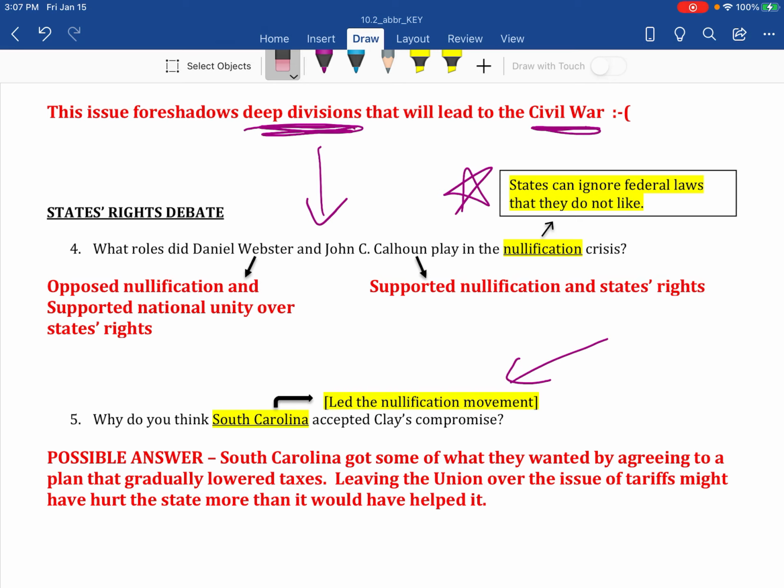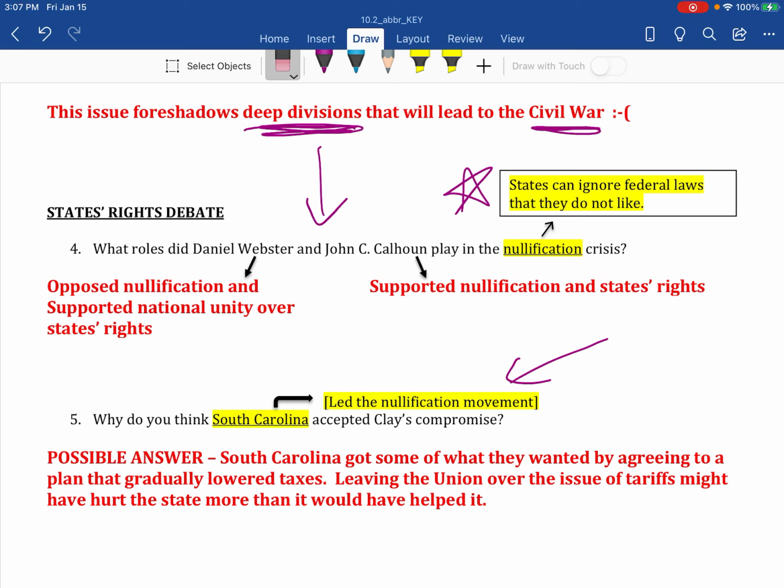Leaving the Union over the issue of tariffs might have hurt the state more than it would have helped it. So they probably realized, okay, what we are threatening is very serious, and we're not even sure we can pull it off. So I guess if they're going to lower it over time, that's a win. That's probably what they were thinking. So Henry Clay comes through again. Mr. Compromise.